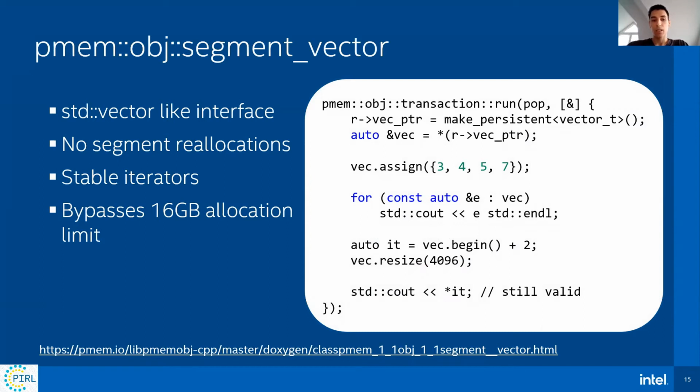However, it holds data in separately allocated segments, which are never reallocated. It can be used to solve different problems by customizing it using different policies. So you can use it to bypass the 16 GB allocation limit, which is currently there in PMDK. You can also use it to limit external fragmentation, or it can provide you stable iterators.